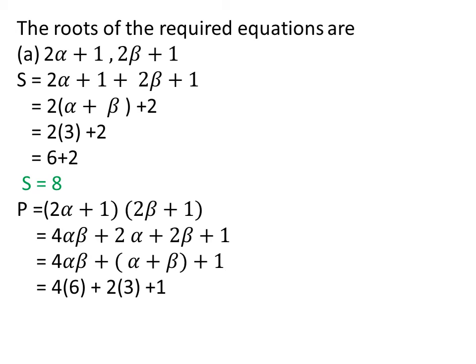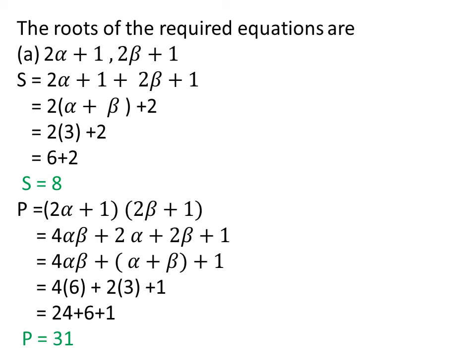The value of alpha beta is 6, so we write 6 in place of alpha beta, and the value of alpha plus beta is 3, so we will write 3 in place of alpha plus beta. In this way we get the next equation 4 into 6 plus 2 into 3 plus 1. By solving this equation we get 24 plus 6 plus 1, which is equal to 31.